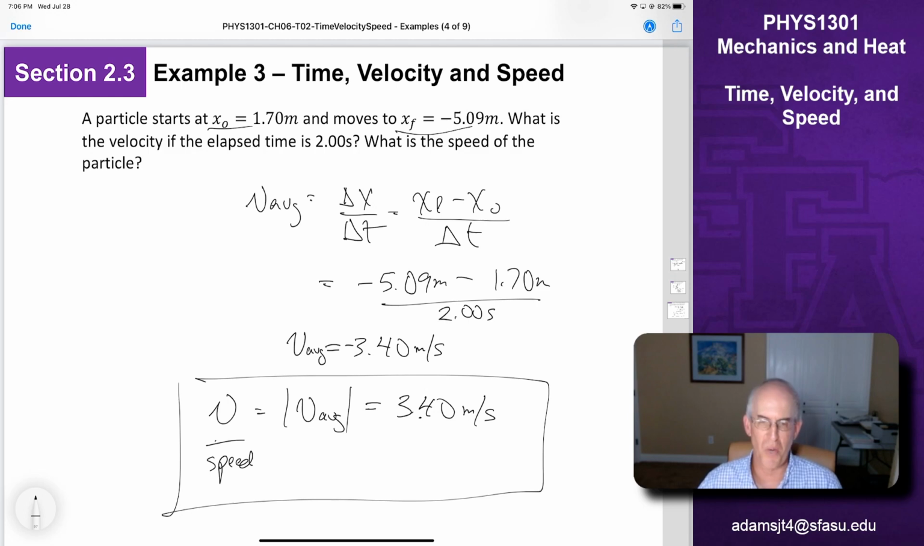I guess the trick here with this problem was just that we had a negative velocity, and so when you calculate that speed, it's always going to be a positive quantity. So hopefully these were good examples in exploring that definition of our average velocity and learning how to isolate each individual part of that expression.